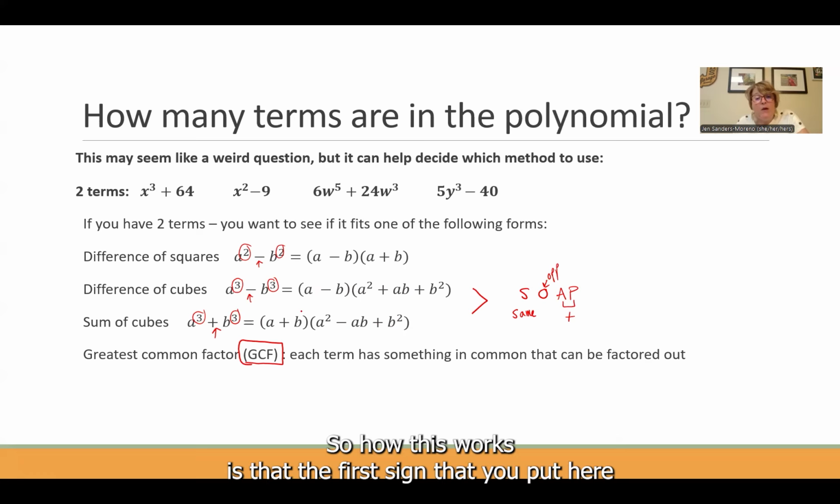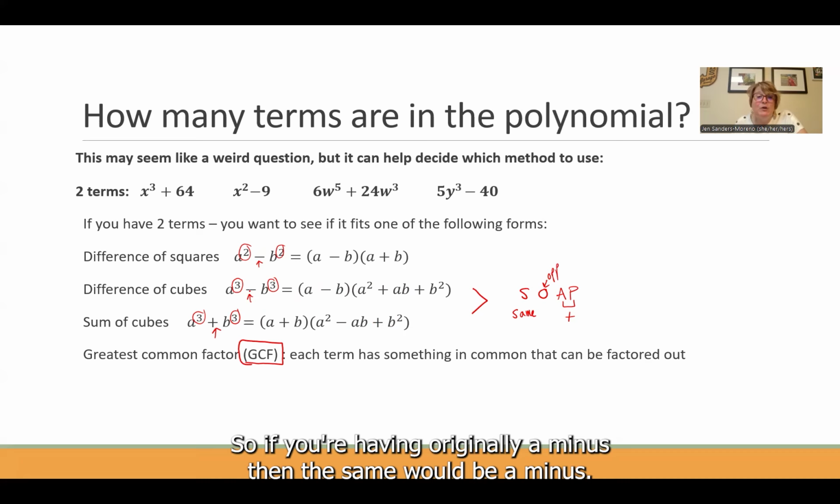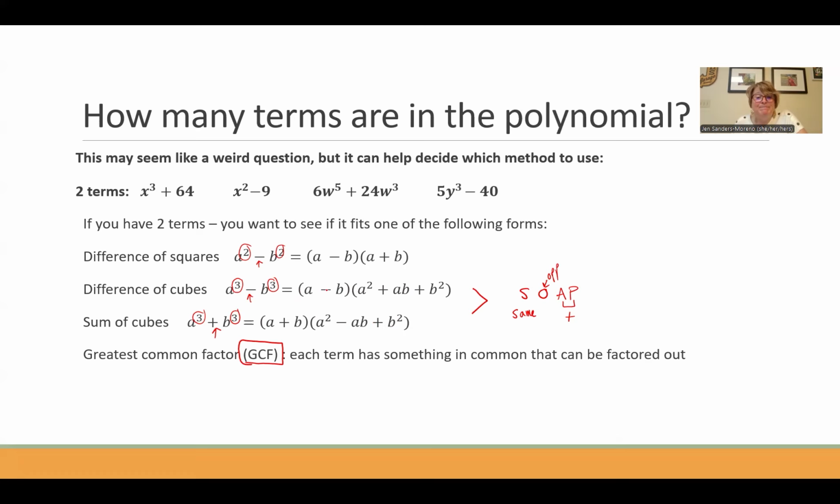Okay. So how this works is that the first sign that you put here is the same as the original. So if you're having originally a minus, then the same would be a minus. Okay. The next sign is opposite. So if you wrote a minus before, you're going to write a plus. Okay. And then the last one is always positive. Always positive. So you can see it works down here even with the plus one.